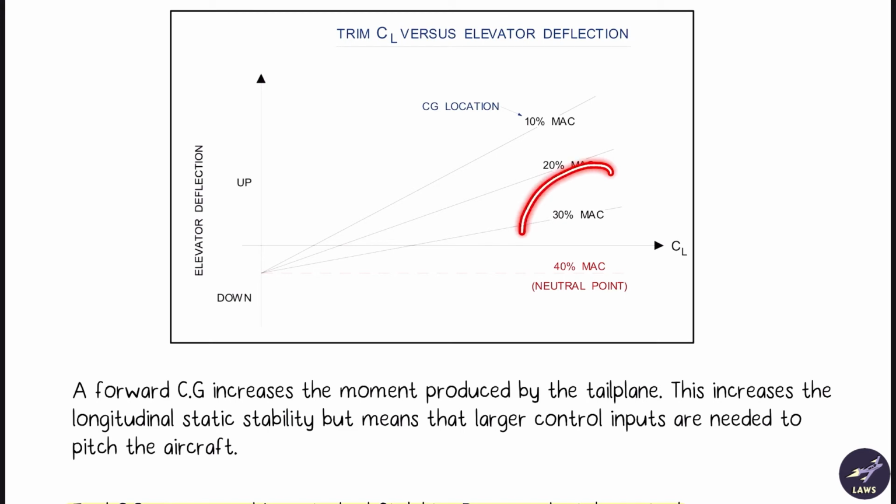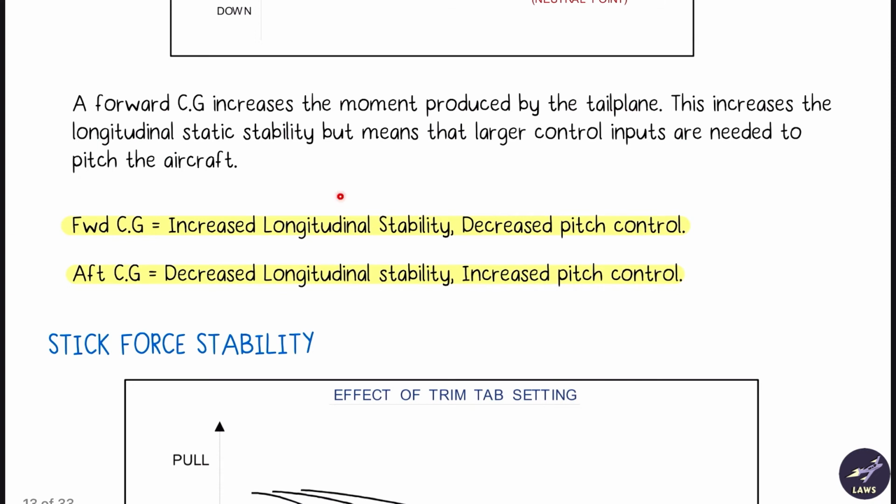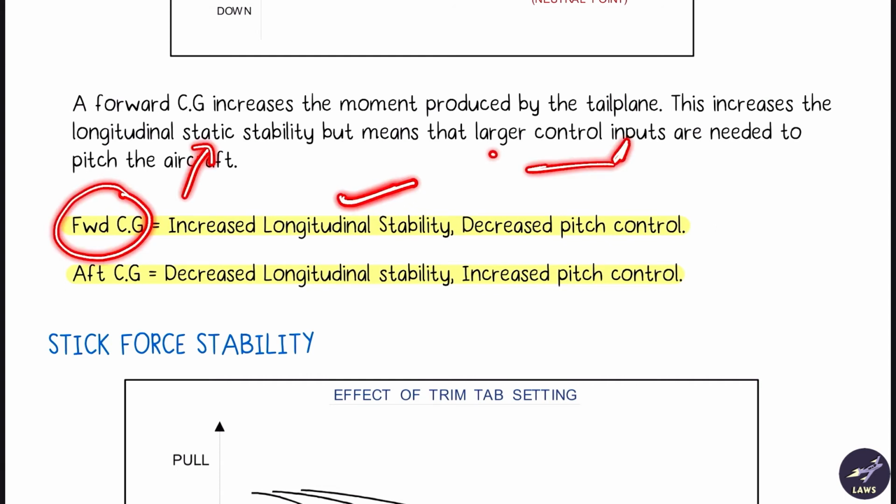As you go aft, the elevator deflection required to pitch the aircraft up becomes lesser. So a forward CG will increase longitudinal stability, but because of the forward CG, you would need greater elevator deflection to pitch the aircraft up, which means decreased pitch control.